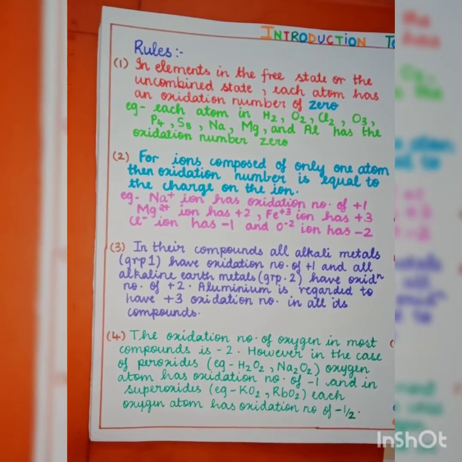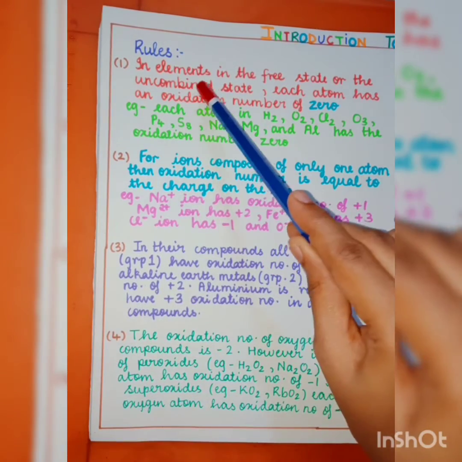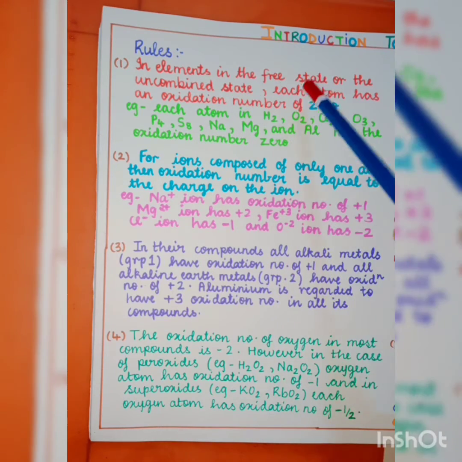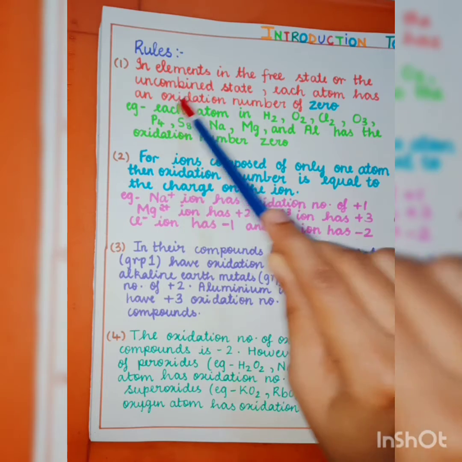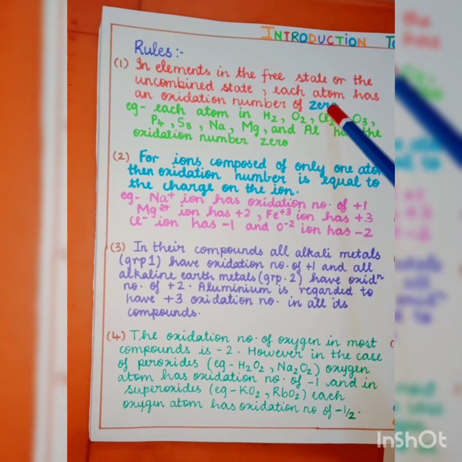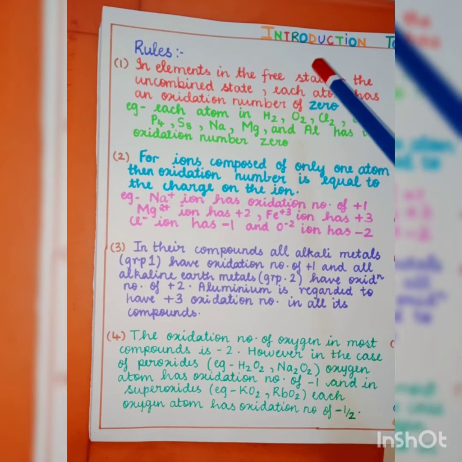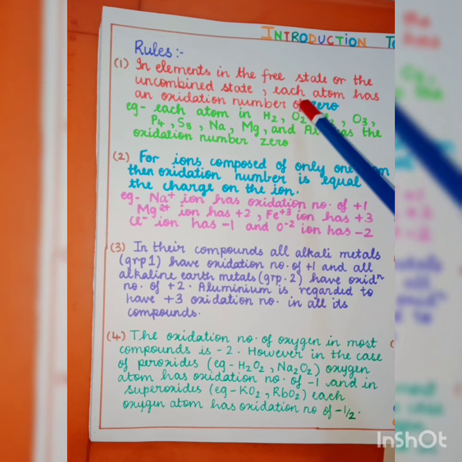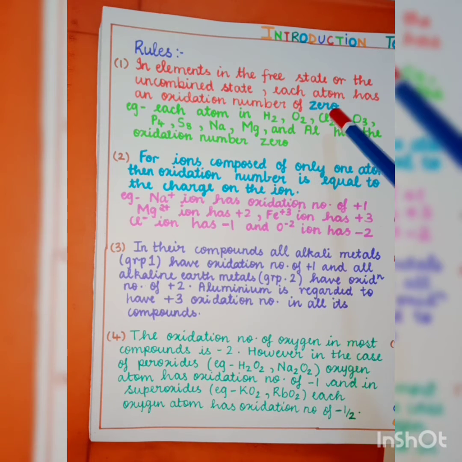and rule number 1 is, in elements in the free state or the uncombined state, each atom has an oxidation number of 0. It means that when an atom is bonded to another atom of its own type, or when it is not bonded to any other atom, it will always have an oxidation number of 0.